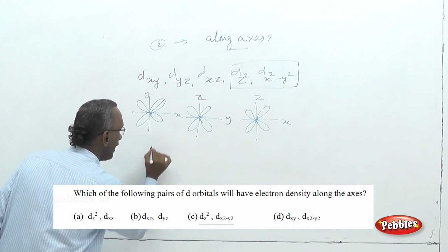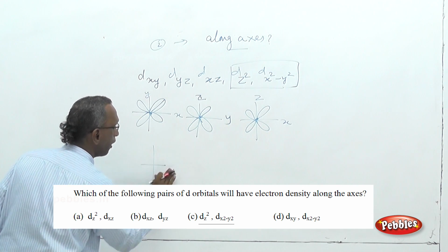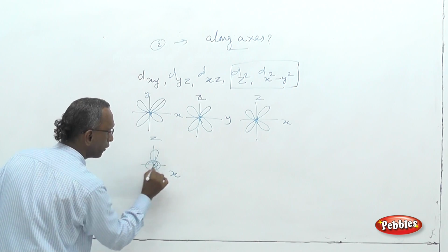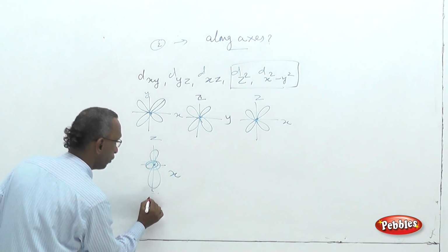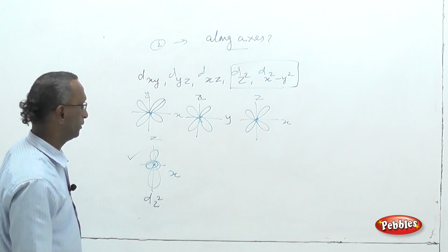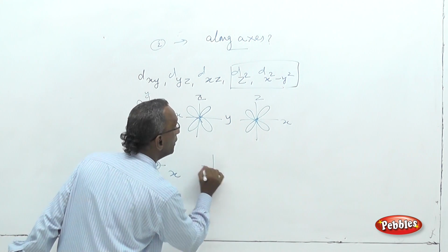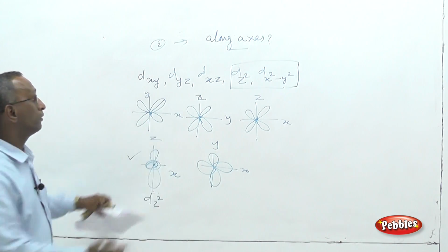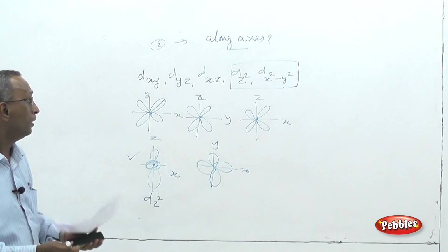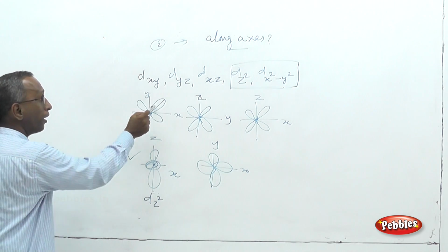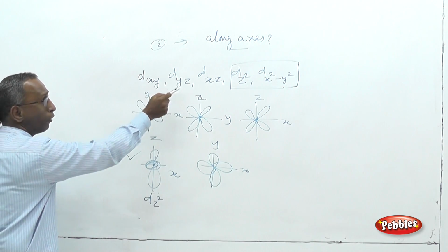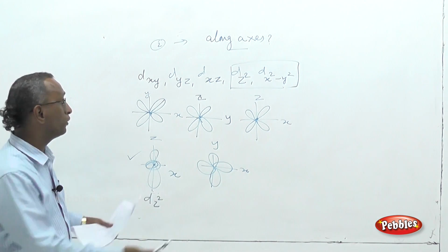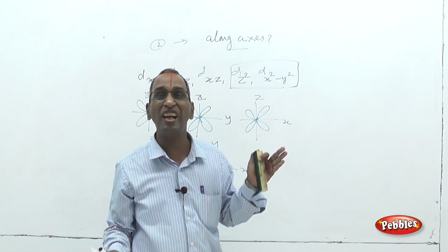But dz squared is distributed along the x-axis and z-axis. 2 lobes are along the z-axis and a ring, like a Saturn ring, is along the x-axis. So for dz squared, the lobes are along the axes. Last one, dx squared minus y squared. Here also it is along the axis. These 4 will look alike, all the 4 lobes, but it depends on how they are distributed. If they are diagonally distributed, it is represented as xy, the product of x and y, or y and z. If they are distributed along the axis, it is represented as x squared minus y squared. So these 2 are the orbitals positioned along the axis.